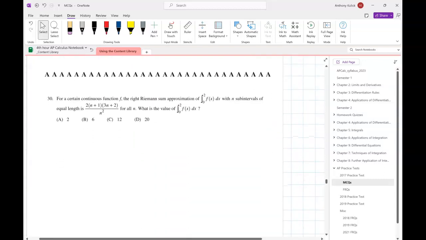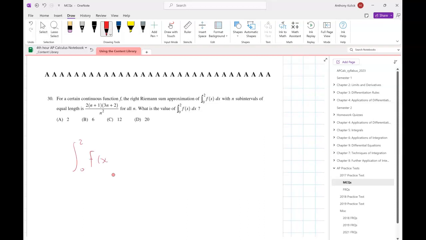All right. 30. Looks like a mess, right? It's a 10-second question if you knew what to do. It says, for a certain continuous function f, the right Riemann sum approximation of the integral from 0 to 2 of f of x dx with n subintervals of equal length is 2 times n plus yada, yada, yada for all n. What is the value of that integral?